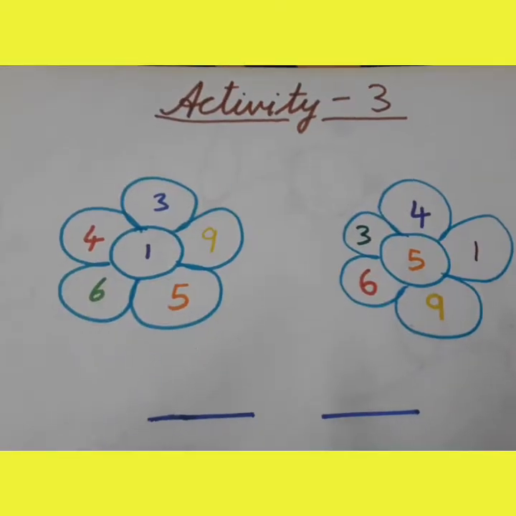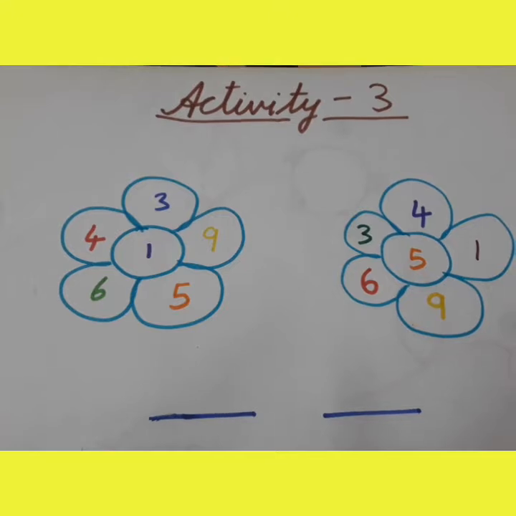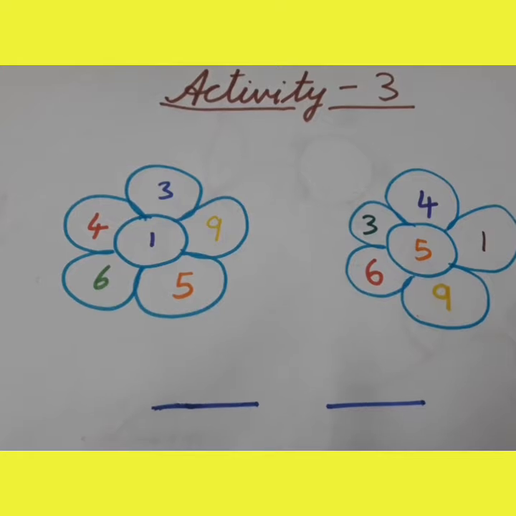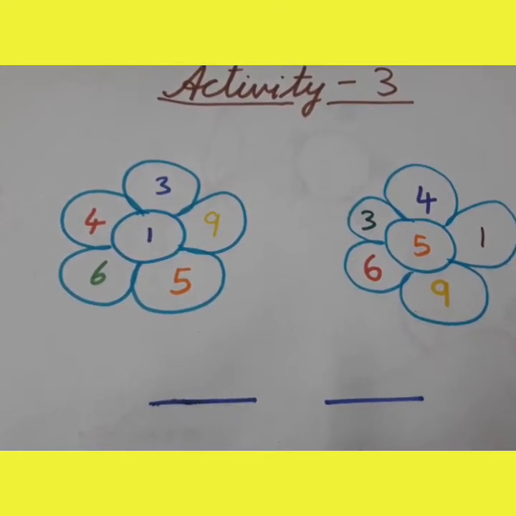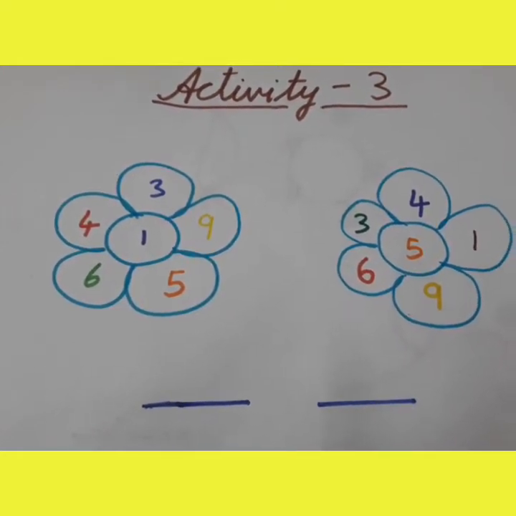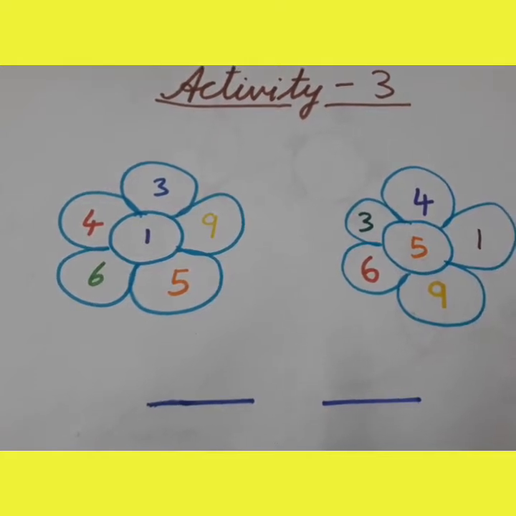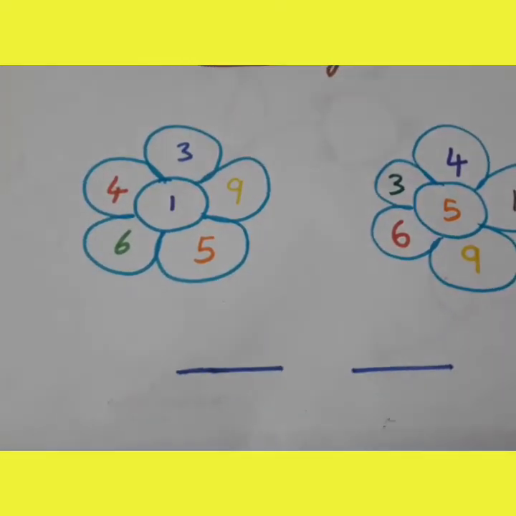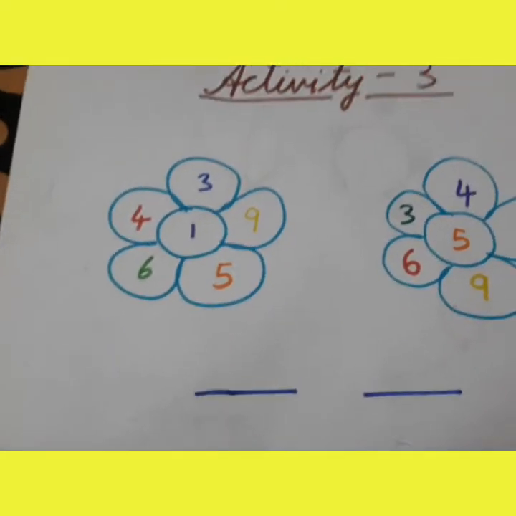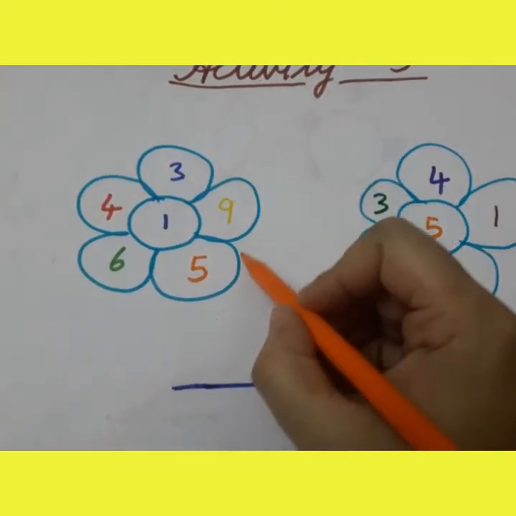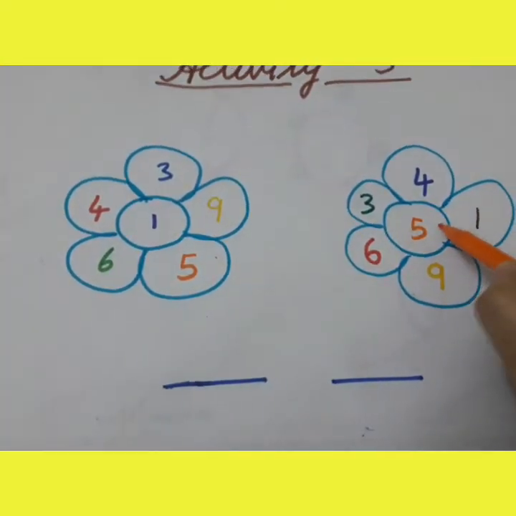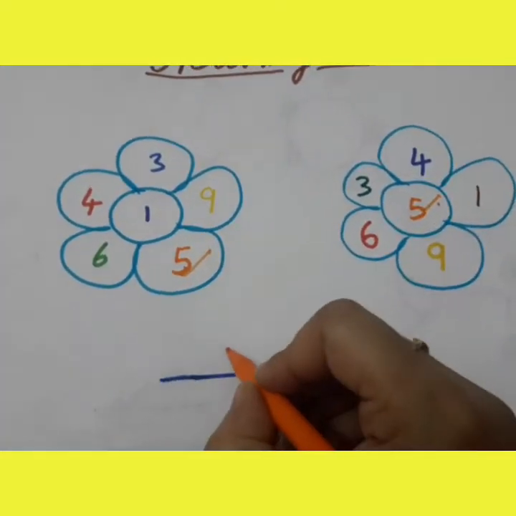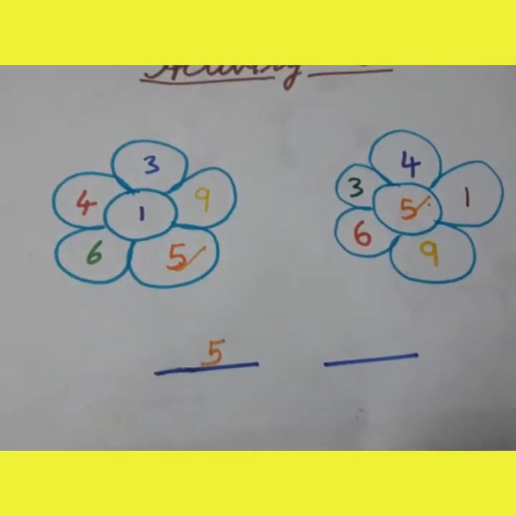Now let us see the third activity. Here I have drawn two flowers and I have written some numbers in both the flowers. But I have used different colors for writing a few numbers and the same colors for writing a few numbers. Now ask your children to pick up the number with the same color. For example, look at the number 5. We are writing 5 with orange. Here also we are writing 5 with orange. So we will choose the number 5 and we will write it in the dash.